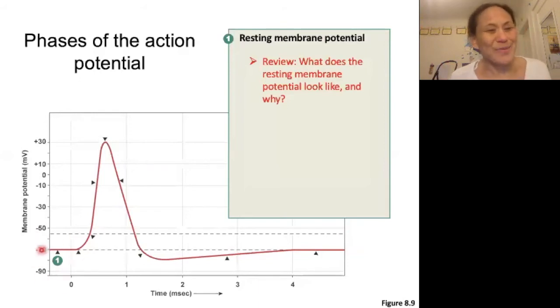The neuron is going to start at its resting membrane potential. And I just want to start off by reviewing, what does the membrane potential look like? Why is it at that value? So take a moment, hit pause, answer that question on your worksheet.